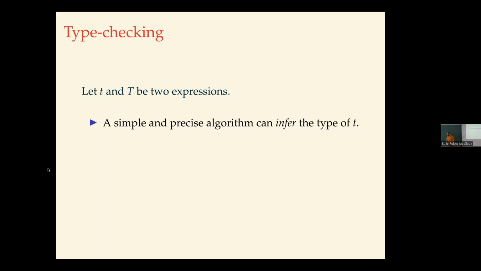Okay, so now I want to talk very briefly about type checking. So now we have two expressions, little t and capital T. Type checking is a very simple and precise algorithm that can infer the type of little t. There is one little catch: unless t is not type correct, unless you have one of these garbage statements that we saw on one of the first slides, then you just get a syntax error. But otherwise, the algorithm can look at the expression, say 2 plus x, where I know that x is a real number.